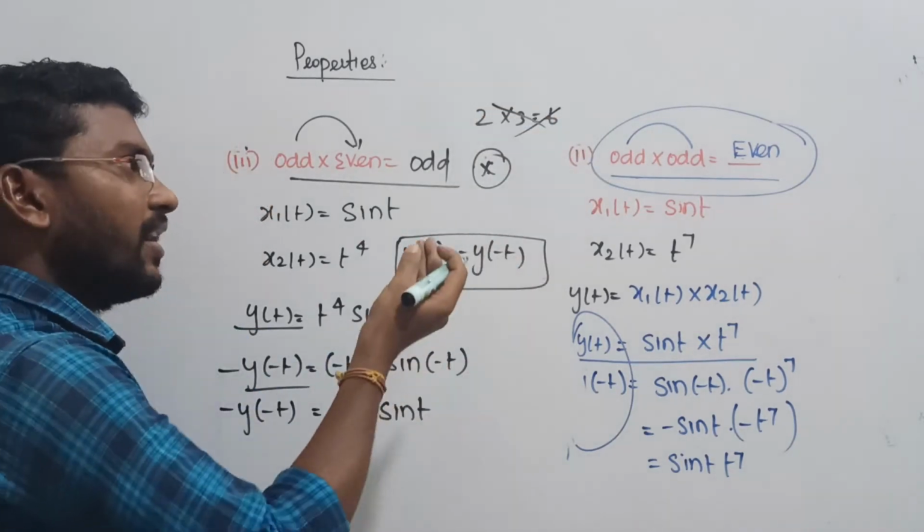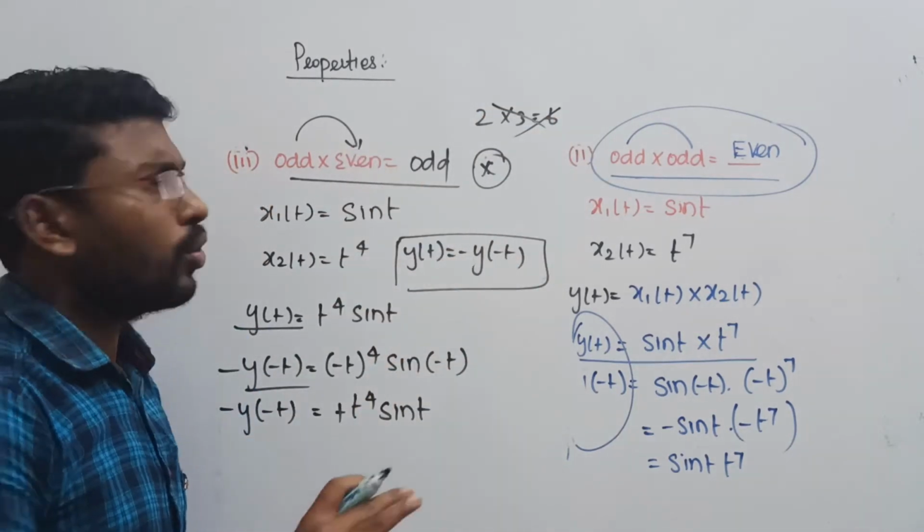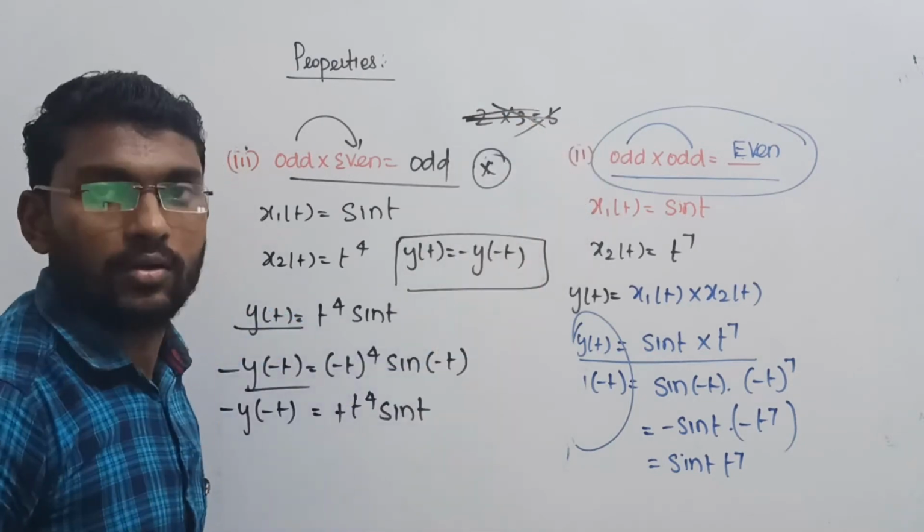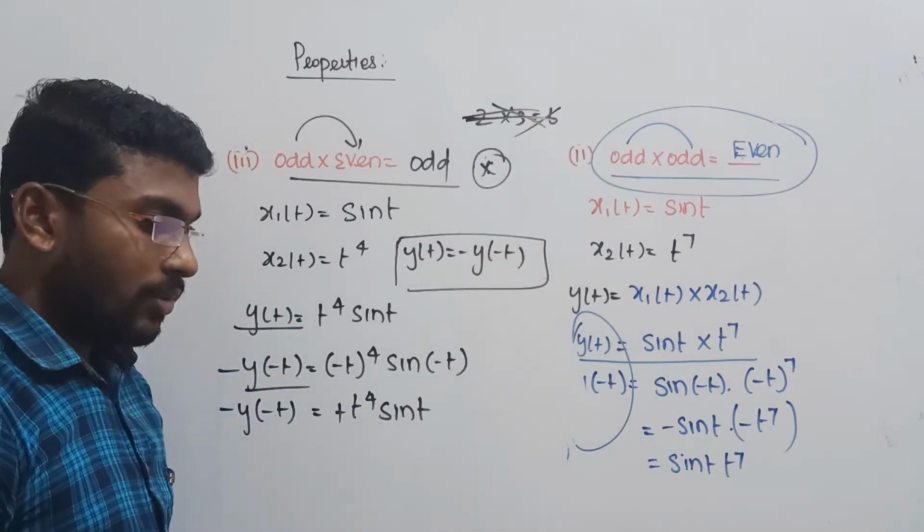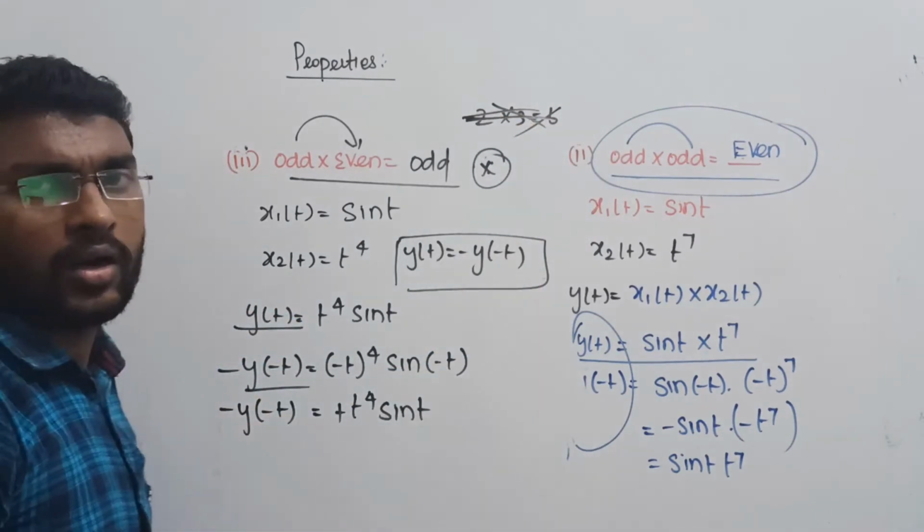So this kind of misunderstanding is wrong here. Don't go with the blind logics here. That is wrong. Okay. So this is the basic fundamental properties of odd and even signal, right?